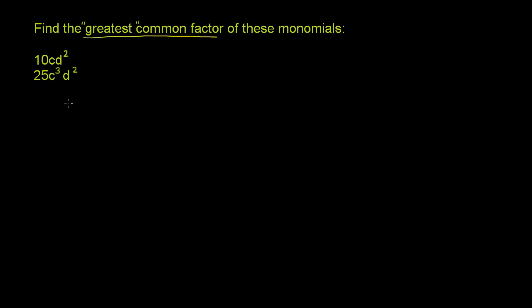So to find the greatest common factor, let's essentially break down each of these numbers into what we could call their prime factorization, but it's a combination of the prime factorization of the numeric parts of the number, plus essentially the factorization of the variable parts. So if we were to write 10cd squared, we can rewrite that as the product of the prime factors of 10. The prime factorization of 10 is just 2 times 5. Those are both prime numbers. So 10 can be broken down as 2 times 5.